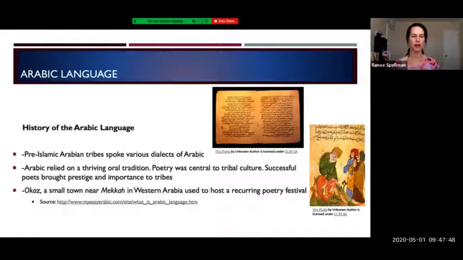And so Okaz, a town near Mecca in Western Arabia, was a place where they hosted a poetry festival. So it's really interesting to think about way back before the 6th century that people were going there and competing with their poetic abilities or talents.